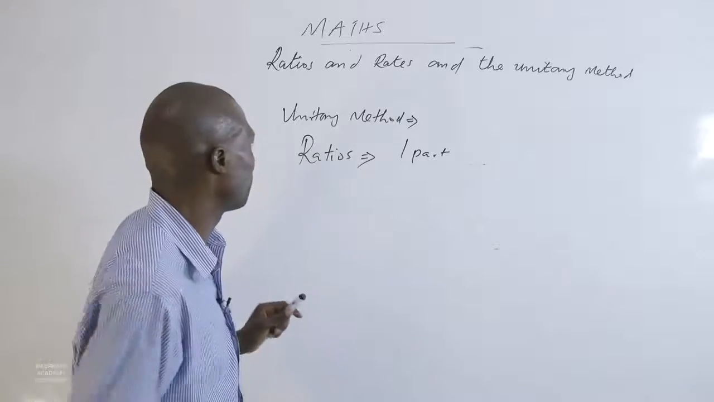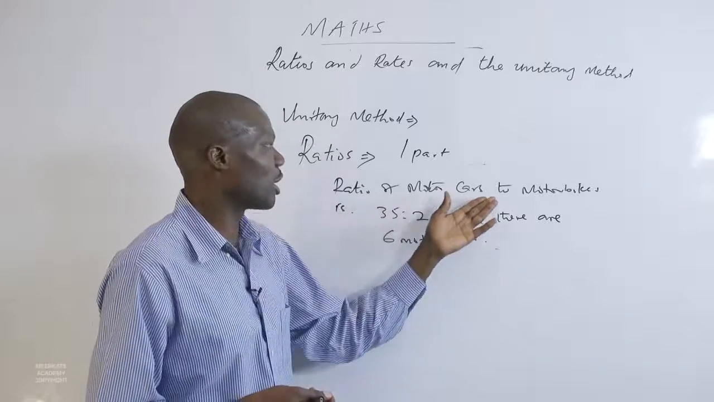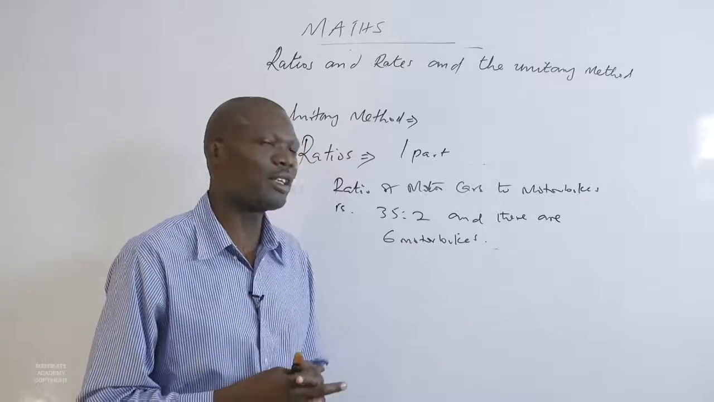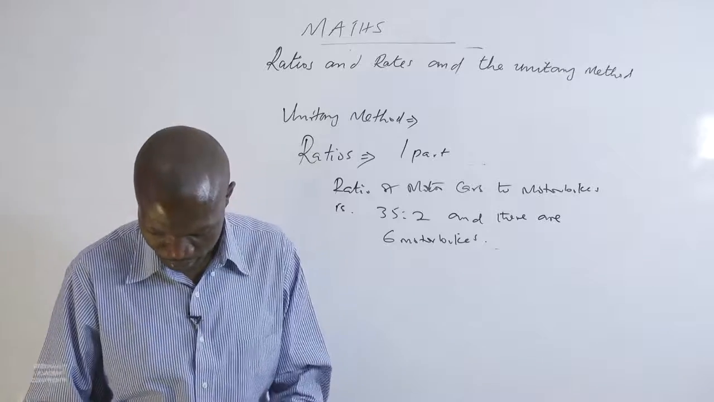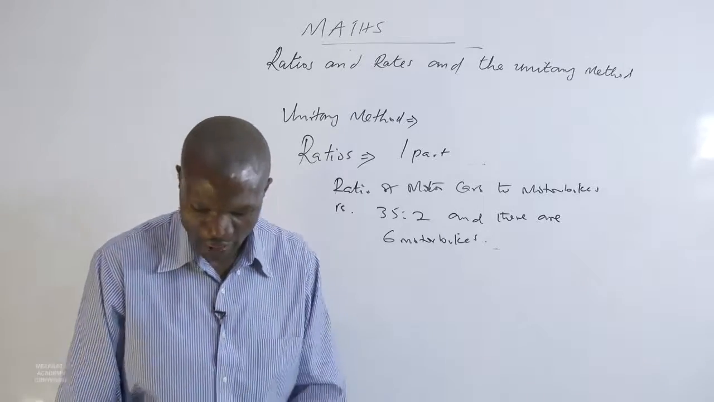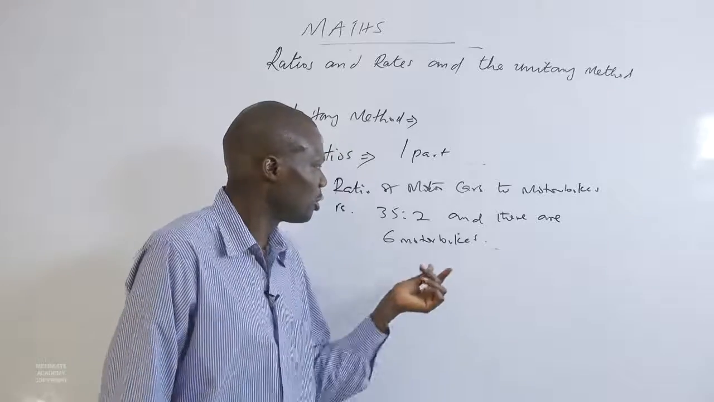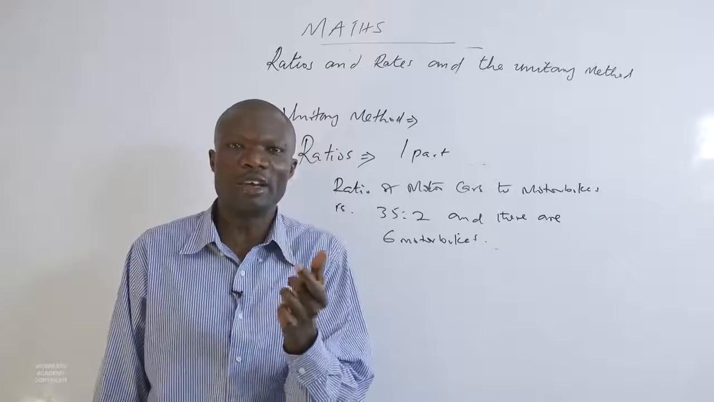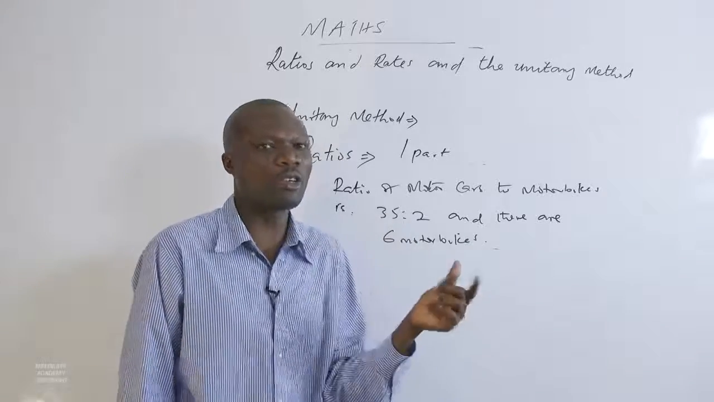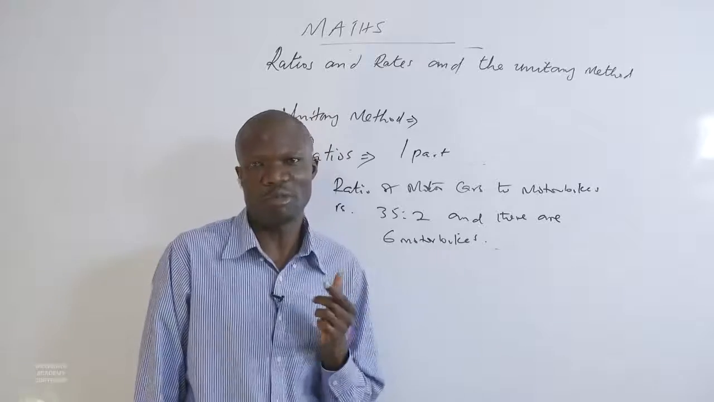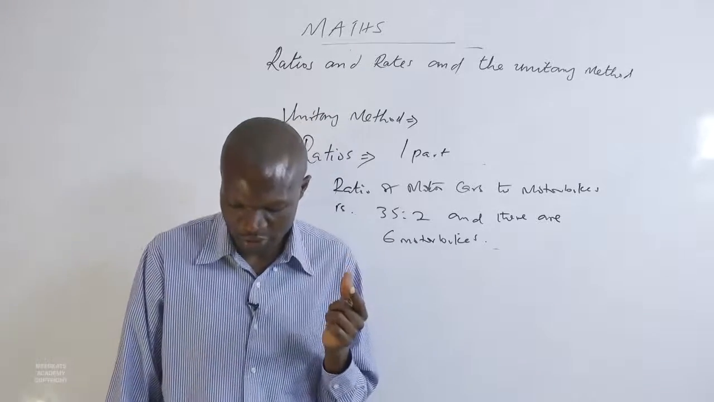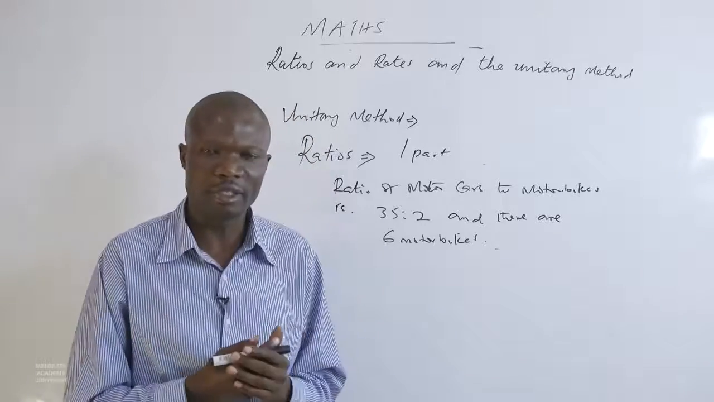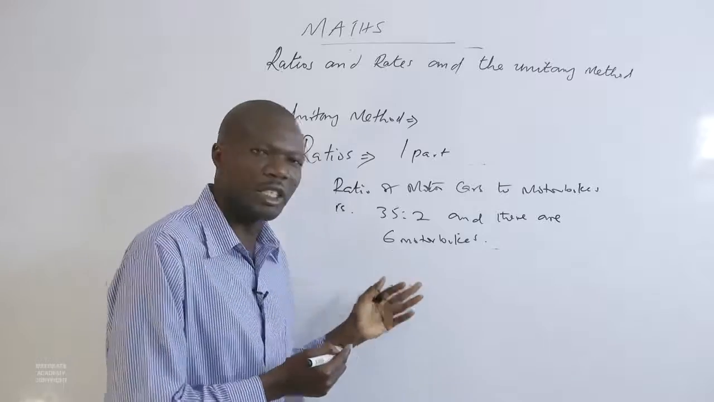Let us look at the following example. The ratio of motor cars to motorbikes is 35 to 2, and there are 6 motorbikes. Now, when they talk about 2, the side of motorbike is where we have 2. The side of motor cars we have 35, but we are talking of how many motorbikes? 6 motorbikes. They are talking of 6 motorbikes.